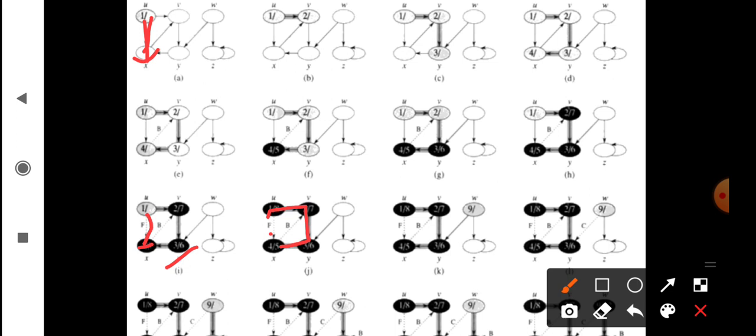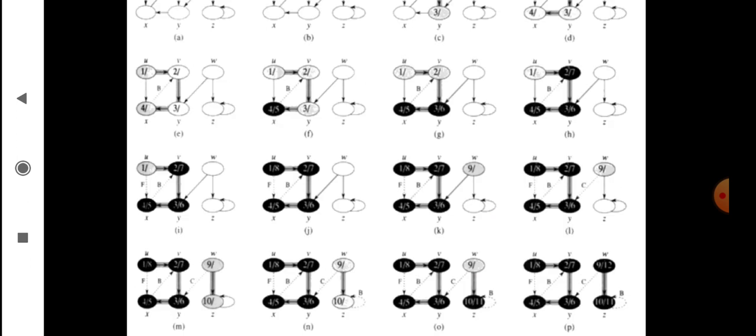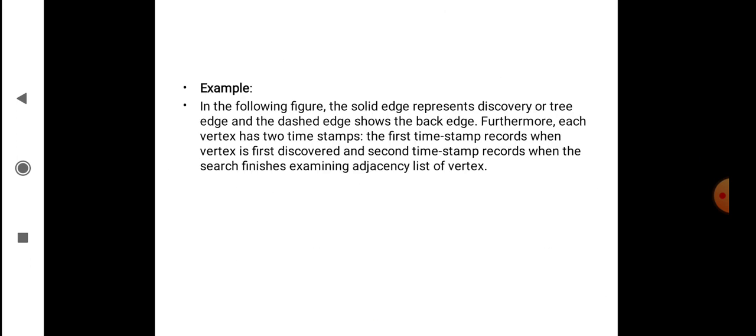It is denoted from the node to its predecessor. Then here it is a cross edge. A cross edge indicates that this is one tree and this is another tree, so they are connected using a cross edge. Here also this is a back edge. A self loop is represented by a back edge.